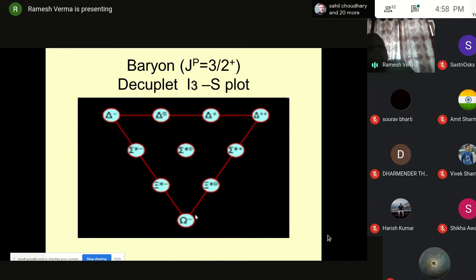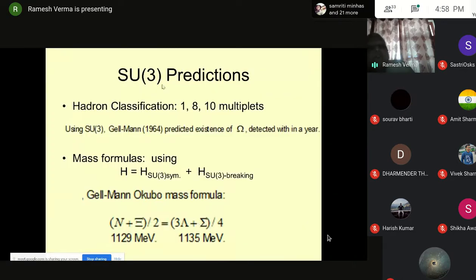Not only that, Gell-Mann could predict the mass of the omega exactly at the place. So that again shows you that we were on the right track. So SU3 made interesting predictions. That means it could explain octet, singlet, decuplet multiplet structures, which are followed by spin 0, spin 1, and spin half plus and 3 by 2 baryons.